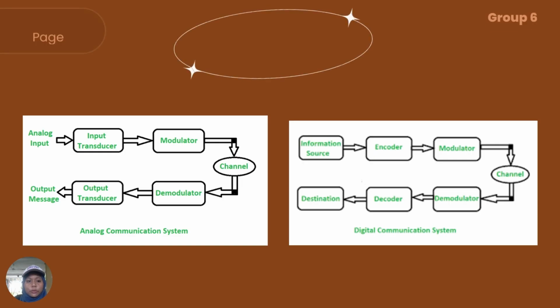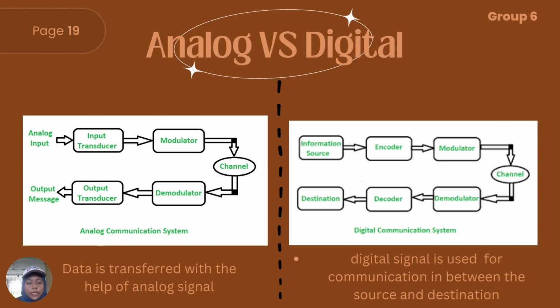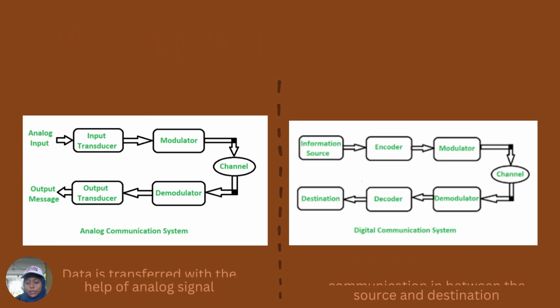So moving forward, we will be looking at analog versus digital. This is how the analog communication system works, where the data is transferred with the help of an analog signal, and this is the digital communication system, where a digital signal is used for communication between source and destination.